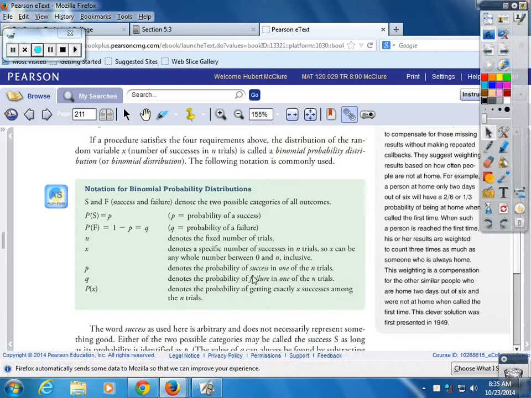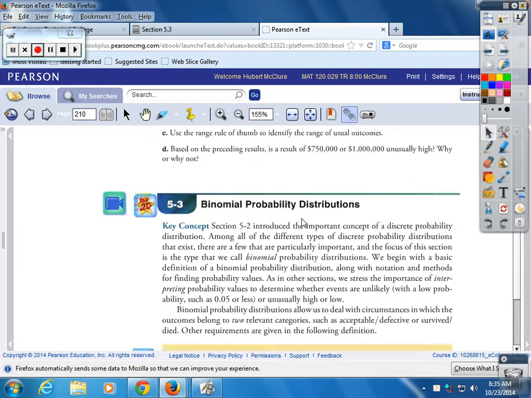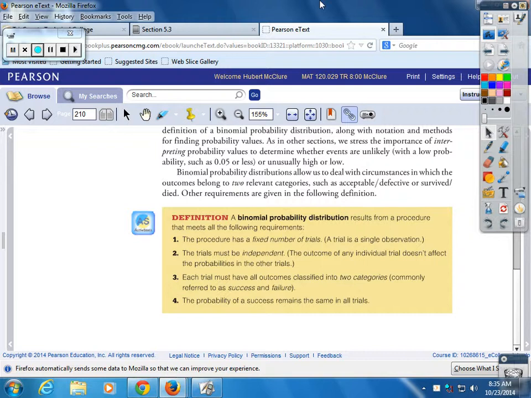So what is a binomial distribution? Well, the distribution, we still have a chart. We still have a left side and a right side. And we're on page 210. It results from a procedure that meets the following requirements. The procedure has a fixed number of trials, like 7 or 4 or 2. The trials must be independent, meaning one doesn't affect another; in other words, you replace the marble. And each trial must have an outcome classified in 2 categories. That's why it's called binomial distribution.